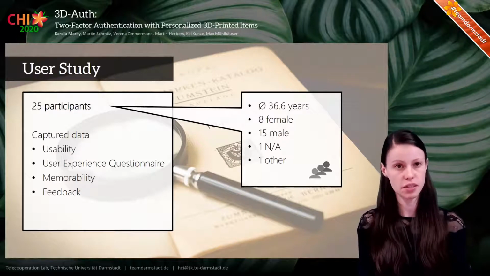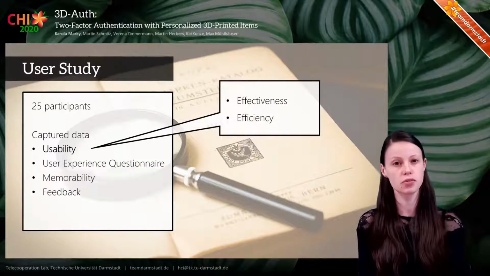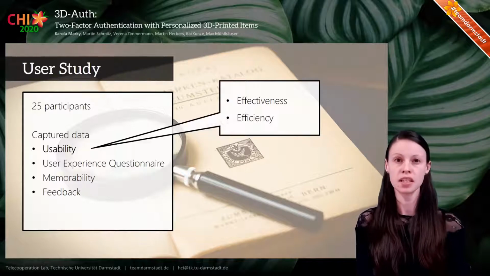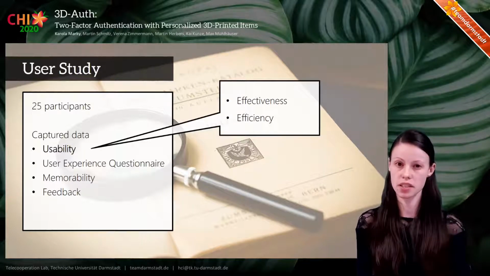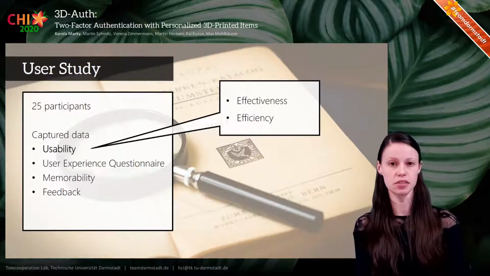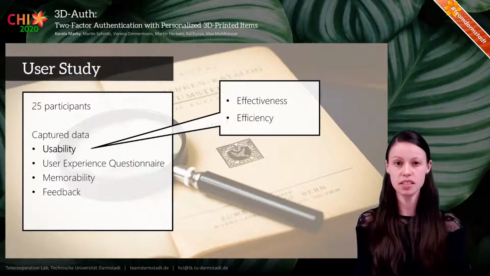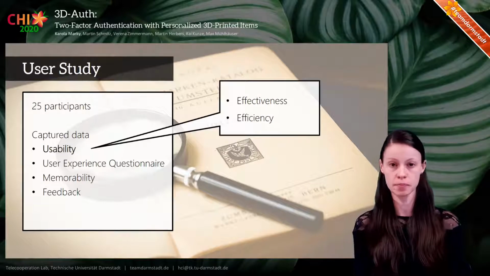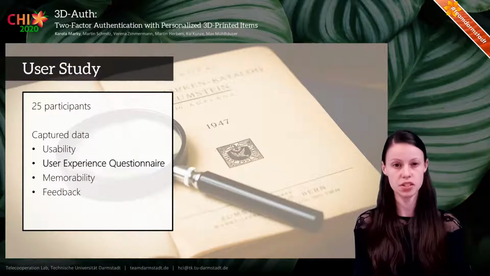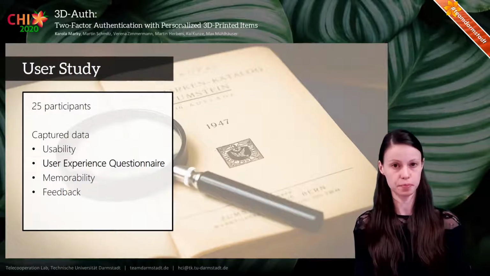During our study, we captured the following data. First of all, we assessed usability in terms of effectiveness and efficiency. That means we captured whether the participants in our user study were actually able to successfully authenticate, and if they were, how long did it take? Then we also gathered some feedback together with the user experience questionnaire in its 6 scales.